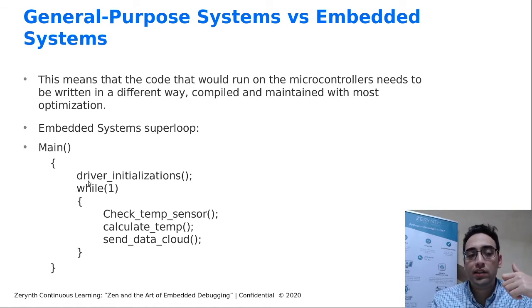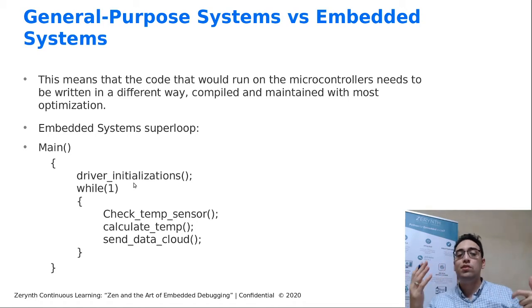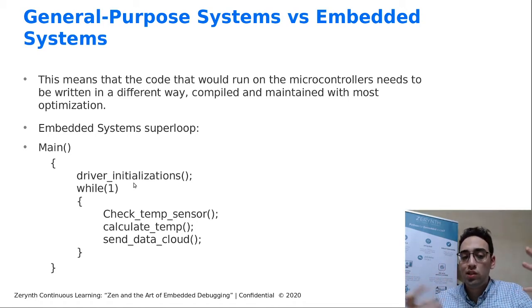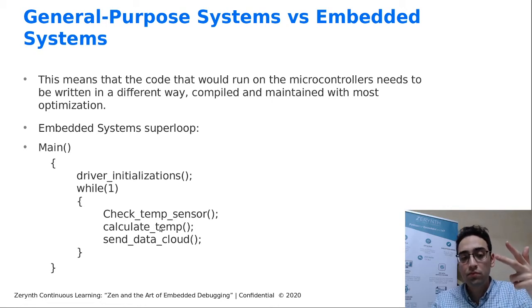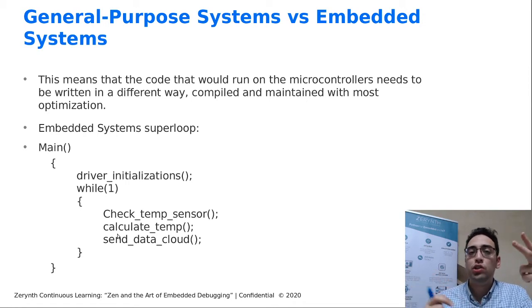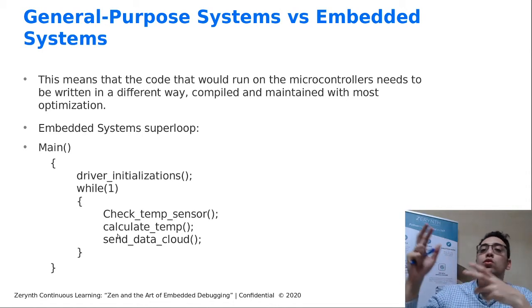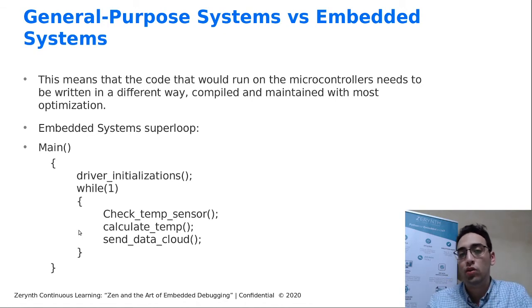Something like this, if we are writing some sort of a very abstract code, we might initialize some drivers. That means we might initialize some code drivers, some code related to sensors. And then we need to check the sensor, check the temperature, calculate the temperature, and then send the data to the cloud. But we've included these three lines of code in a while loop. So this code will run forever. So essentially, the microcontroller has only one function, which is to get the data, calculate the data, and send it to the cloud, and that's it. So this is the super loop. The super loop means that it's a loop that will run indefinitely.